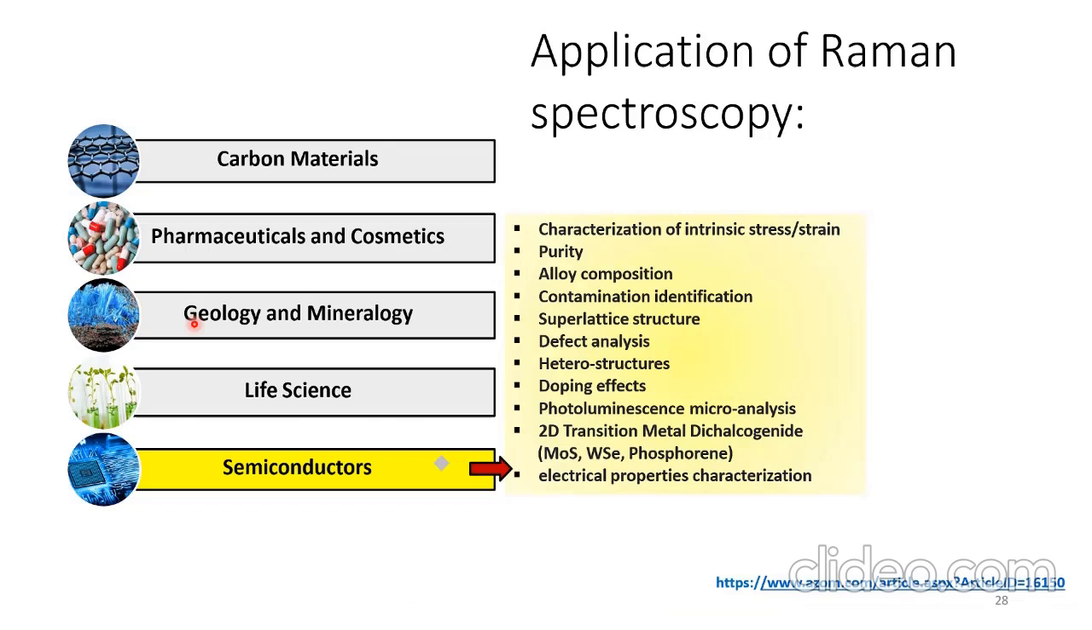Then it can also be applied to semiconductors. To check the intrinsic stress and strain in the material, this can be used. Then to check the purity of the semiconductor, alloy composition, structure defects, doping, and contamination identification. For all these electrical property calculations, Raman spectroscopy is a very useful technique.